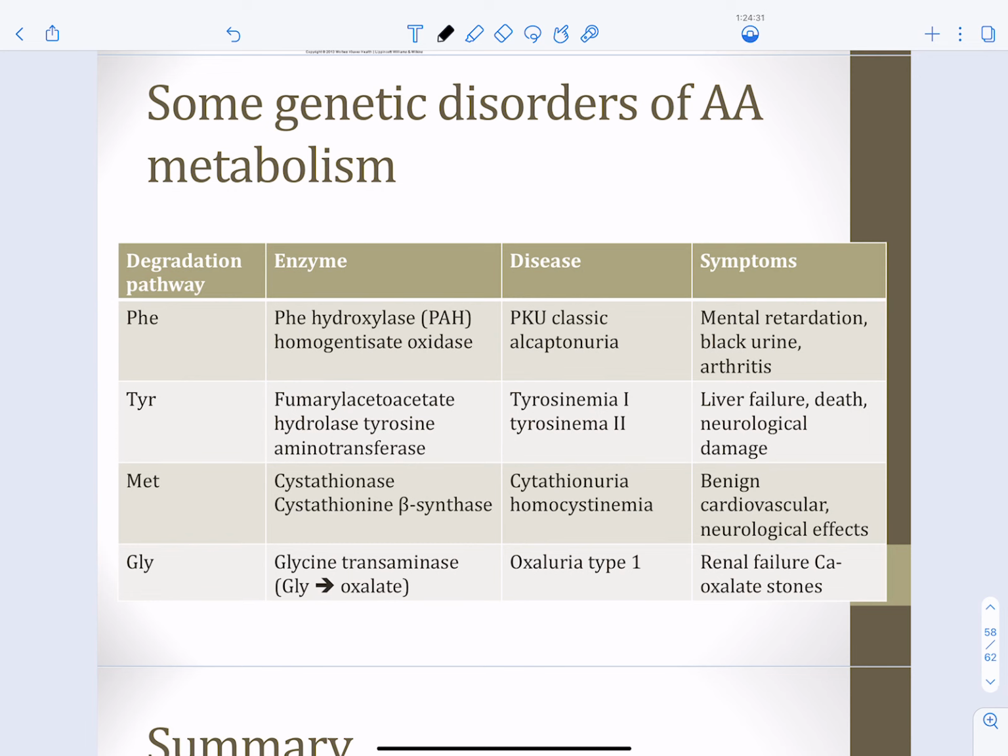Now finally, some genetic disorders. We've already talked about some of these. Phenylalanine has classic PKU, alkaptonuria. We also have tyrosine, which has tyrosinemia 1 and 2. Methionine is homocystinemia, which can lead to anywhere from benign to neurologic effects. And glycine can lead to kidney stones, renal failure, etc. And so that is the end.